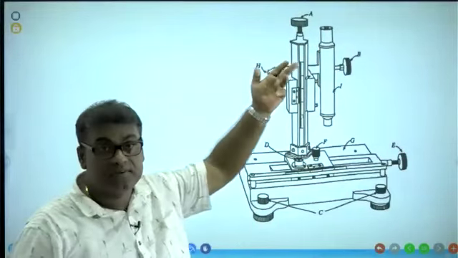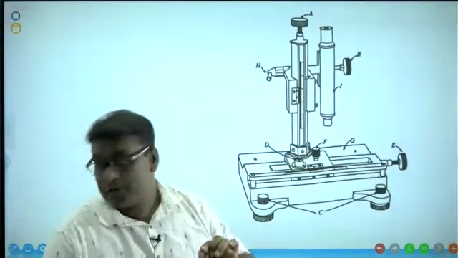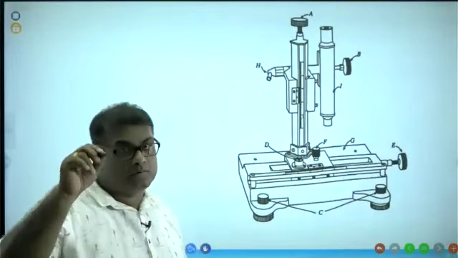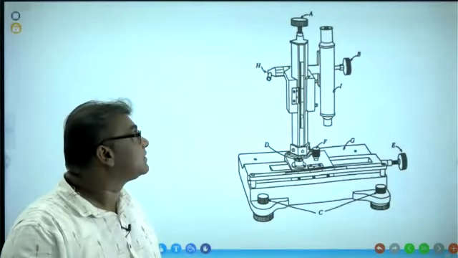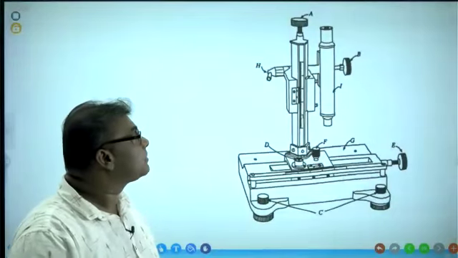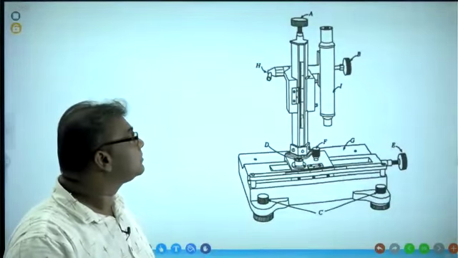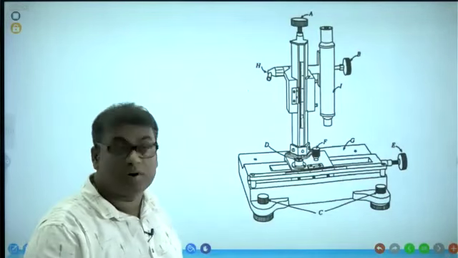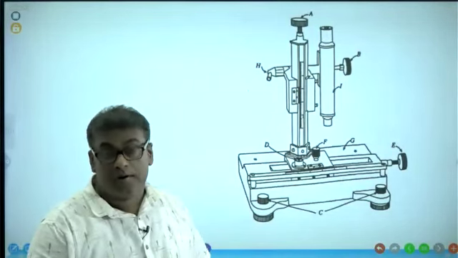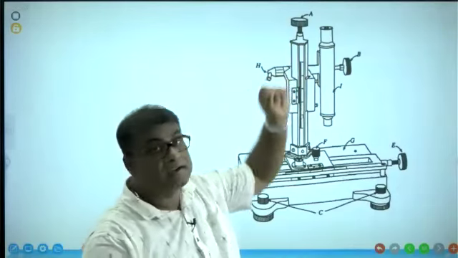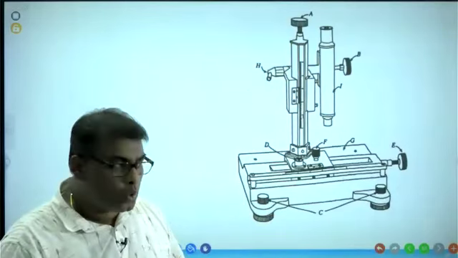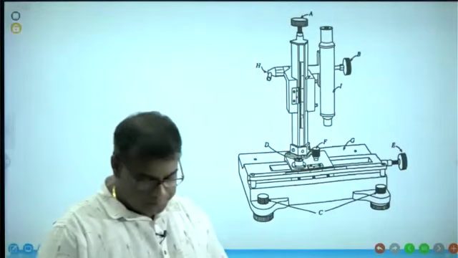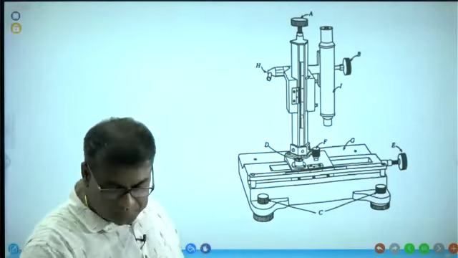Then the one behind is the vertical rough adjustment screw. Note down that one. Behind we have another screw, which is not shown here. The one behind is the vertical rough adjustment screw. This one is the vertical fine adjustment screw, or vertical smooth adjustment screw.